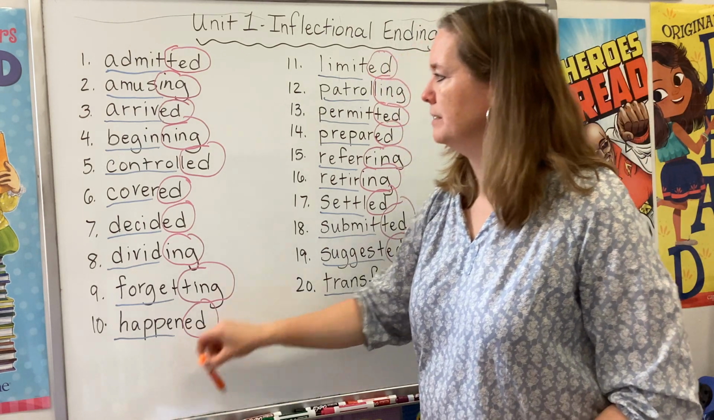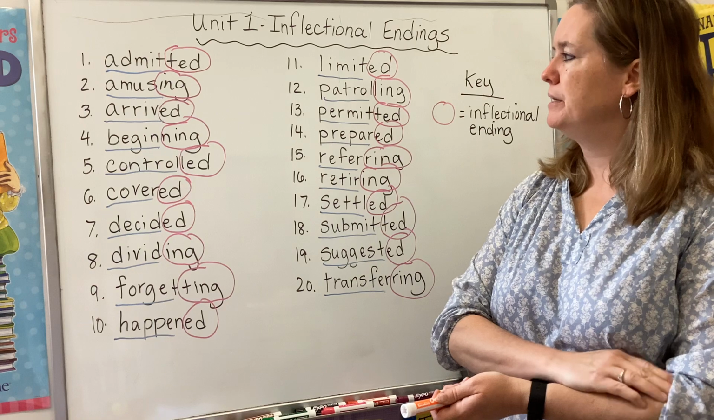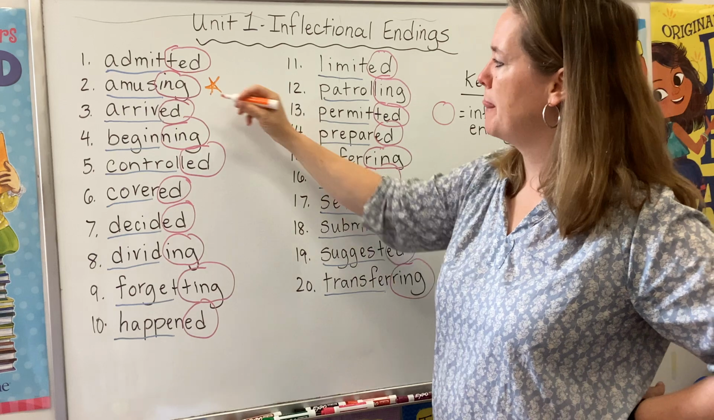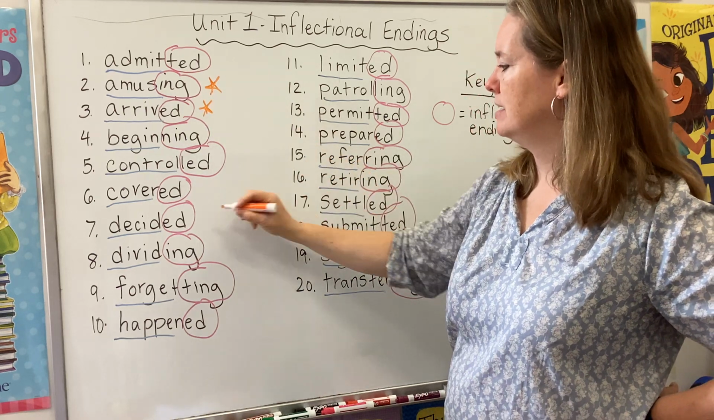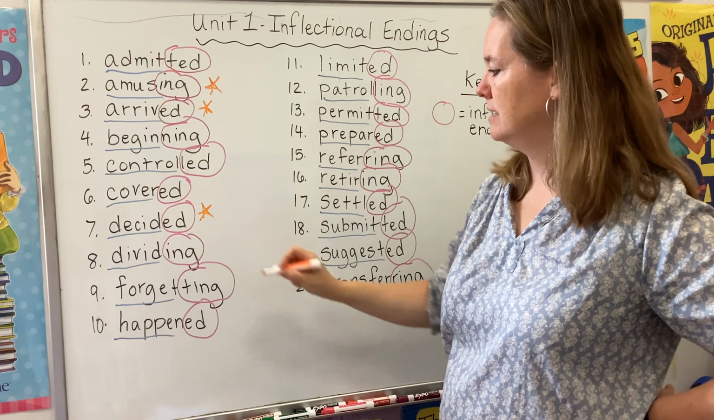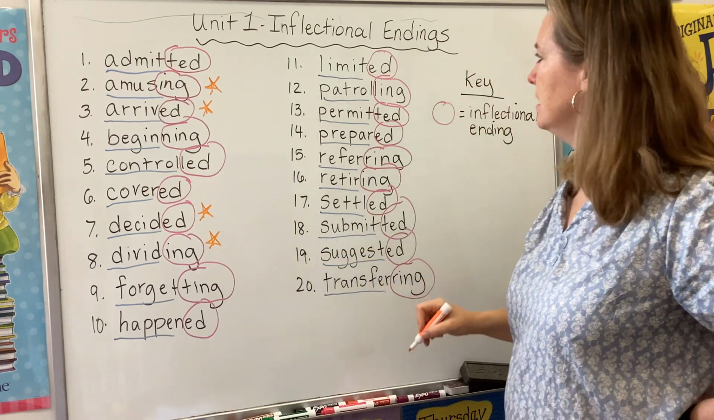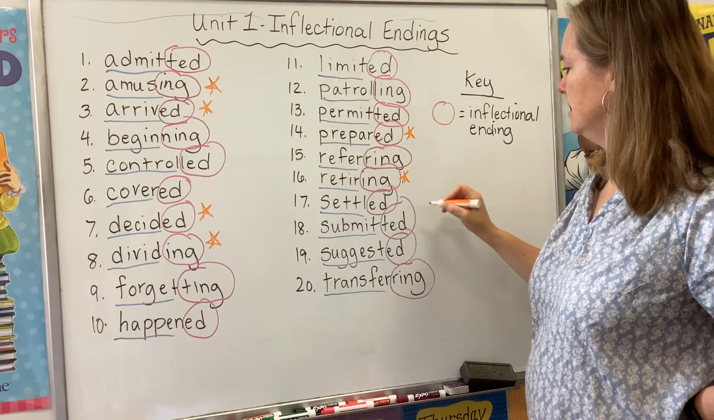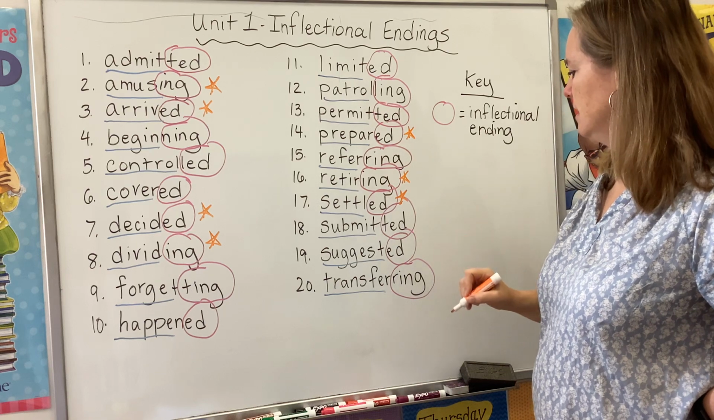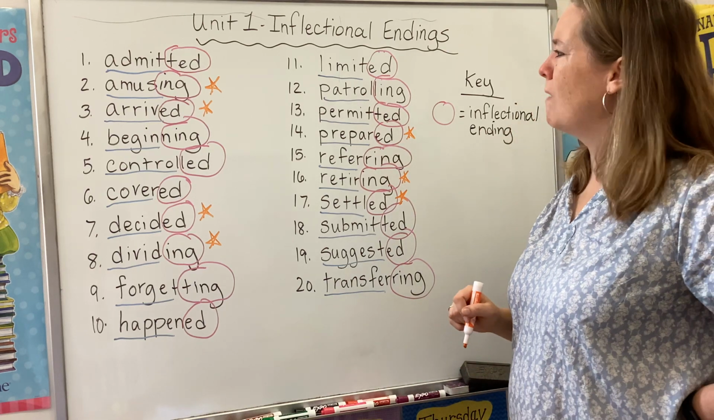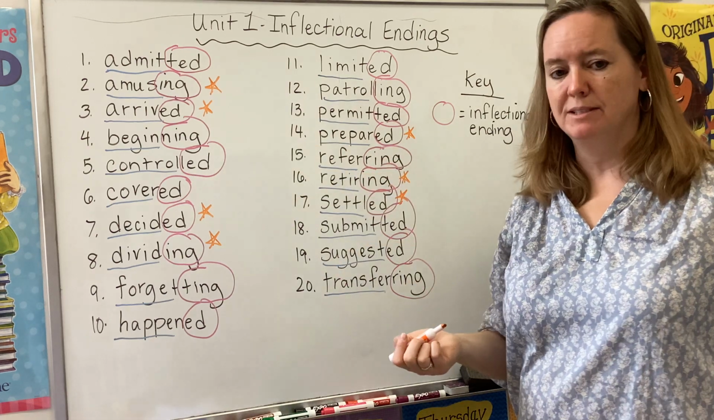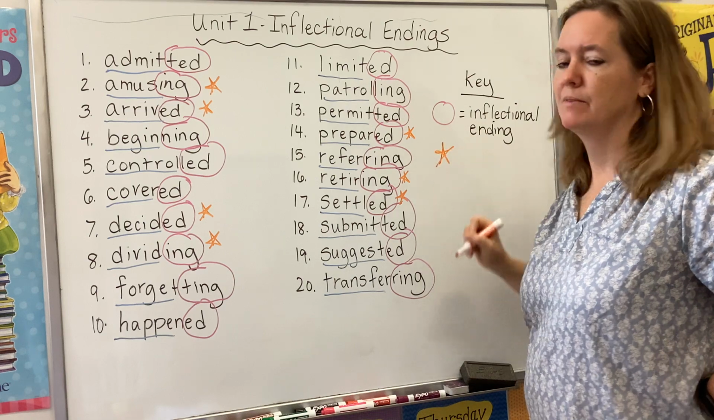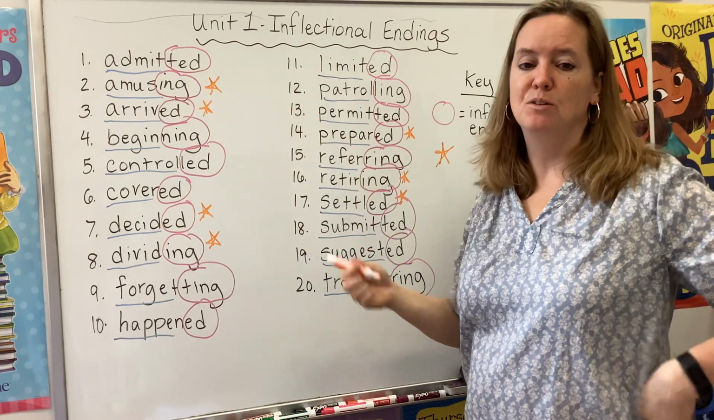Choose another color, and what I want you to do is put a star next to the word amusing, arrived, decided, dividing, prepared, retiring, settled, and that's it. Okay? Why do you think I had you star these words? What do you notice about all of them? Okay, hopefully you notice that they all end with E.